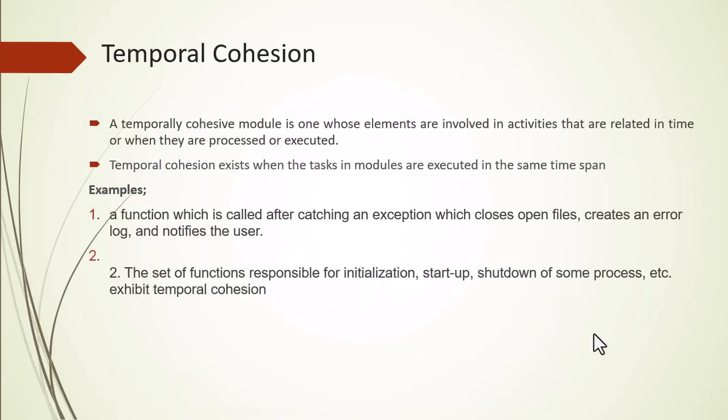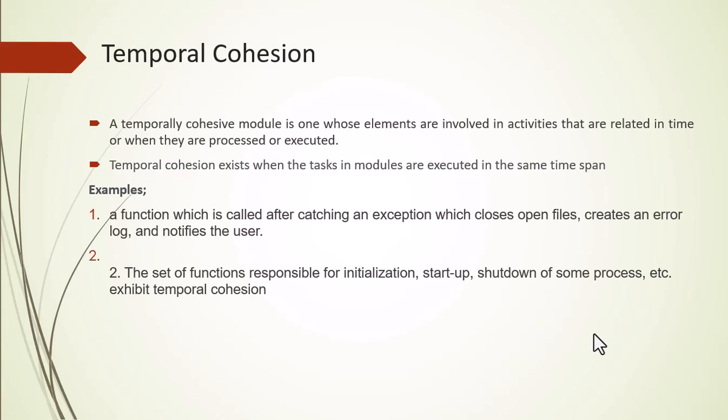Temporal cohesion. A temporally cohesive module is one whose elements are involved in activities that are related in time. This means they are very loosely coupled. They only combine when they are needed. Temporal cohesion exists when the tasks in a module exist in the same time span.